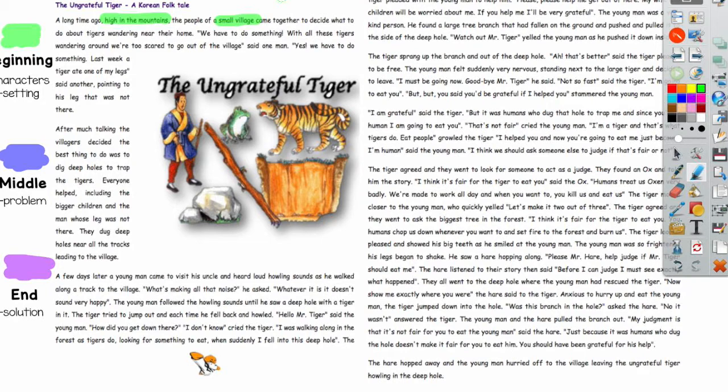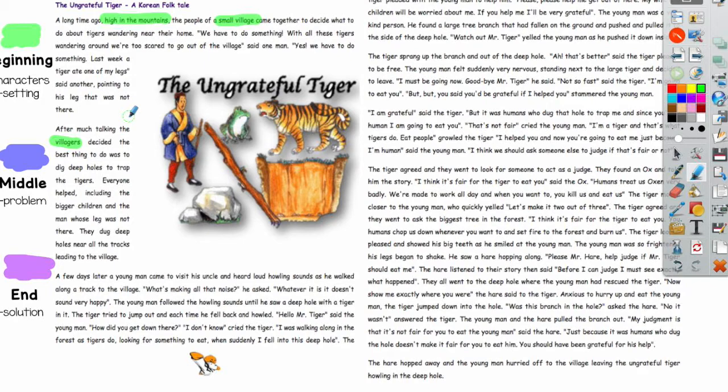Okay, so in the second paragraph, I'm going to highlight villagers because those are some characters in my story. Also, in the beginning of the story, I'm noticing that they're facing a small problem. What is that problem? You're right, tigers are wandering near their home and they're too scared to do anything. So they decide to fix their problem by digging holes. Let's see if this problem gets bigger in the middle.